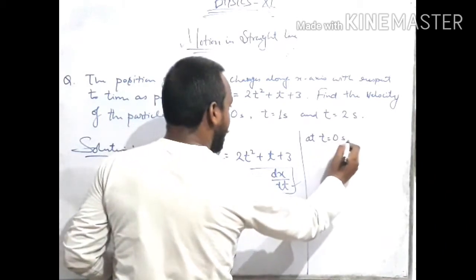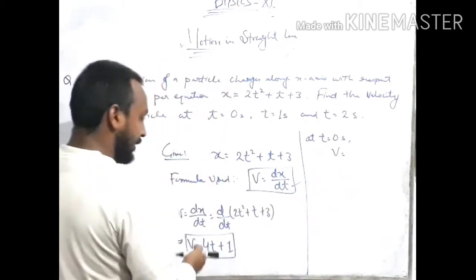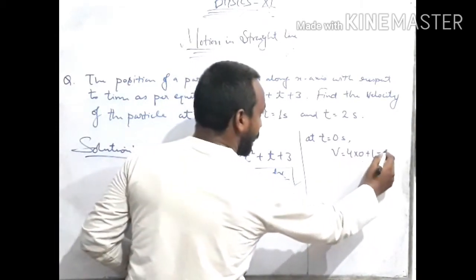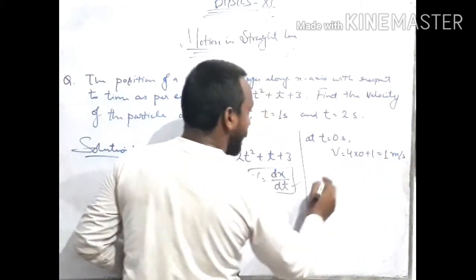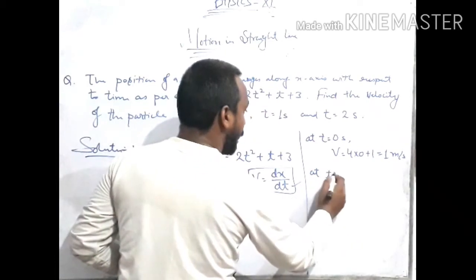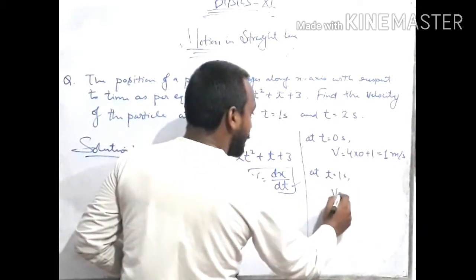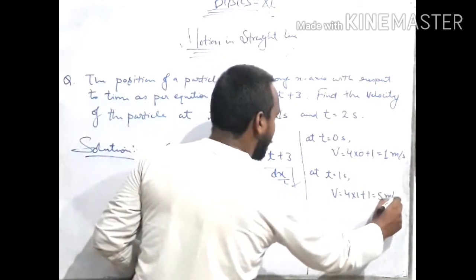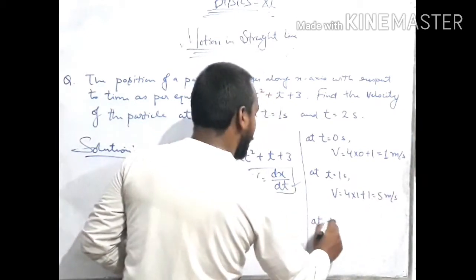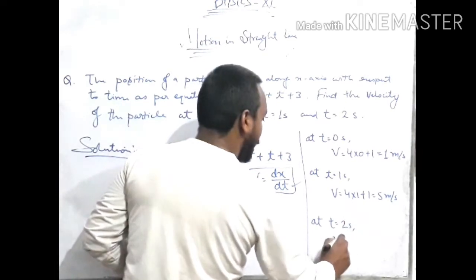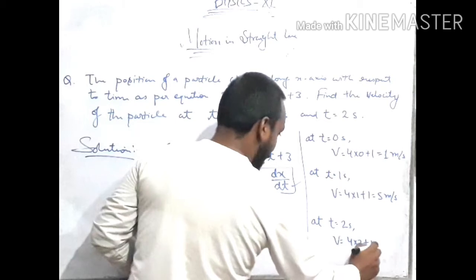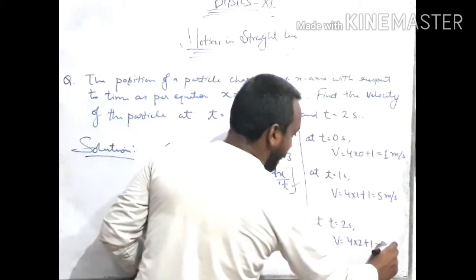At t equal to 0 second, velocity is 4 into 0 plus 1, which is equal to 1 meter per second. At t equal to 1 second, velocity is 4 into 1 plus 1, it becomes 5 meter per second. At t equal to 2 seconds, velocity is equal to 4 into 2 plus 1, and that comes to be 9 meter per second.